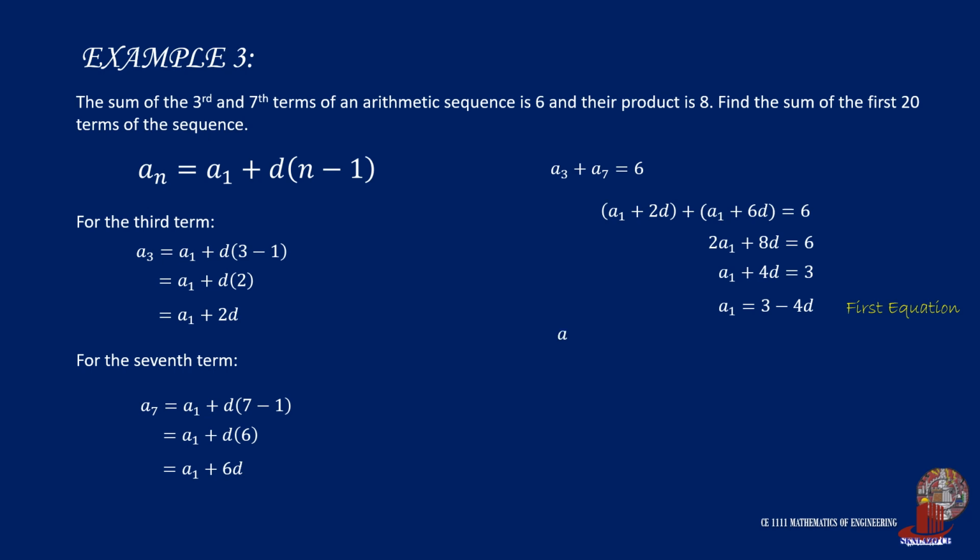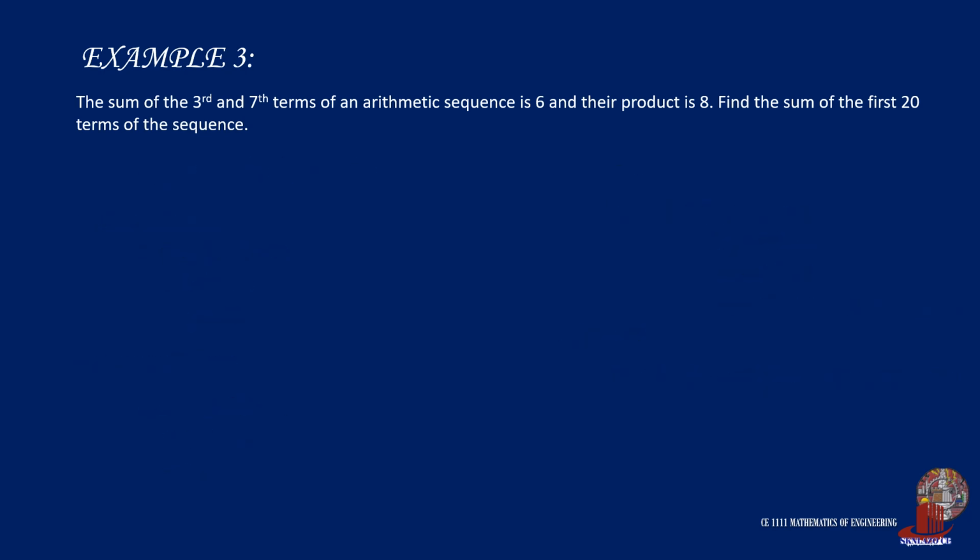The second premise states that the product of a sub 3 and a sub 7 is 8. So using the expanded form, we get a sub 1 plus 2d multiplied by a sub 1 plus 6d is 8. This is the second equation. Having two equations for two unknowns, we can solve them simultaneously.